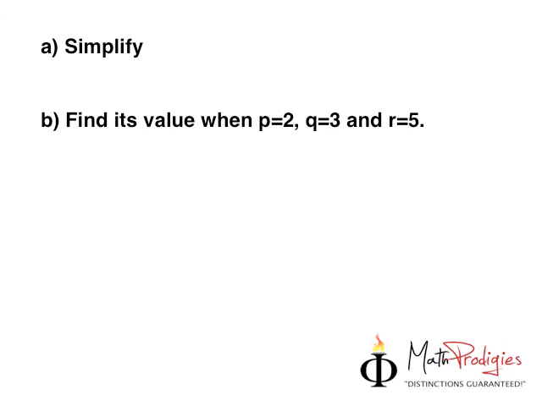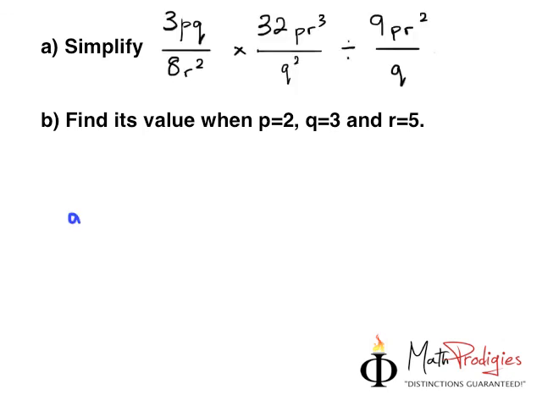So, going on to the next question for the day. The question of the day is: simplify this and find its value when p equals 2, q equals 3, and r equals 5. Very easy to do. You should be getting it correct within about 3 minutes.